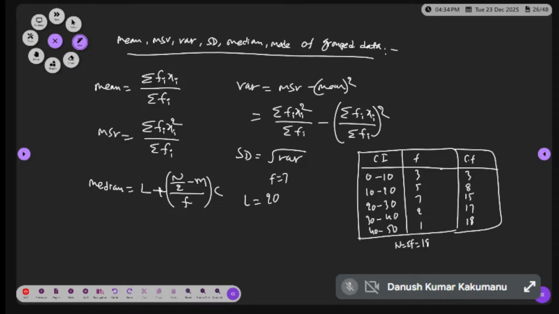Now what is M here? M is the cumulative frequency before the ideal class. Yes or no? Before the ideal class. What is the cumulative frequency before the ideal class? What is the ideal class here? Ideal class is 20 to 30. This is our ideal class. Yes or no? You're not responding. Ideal class means what? Highest frequency.